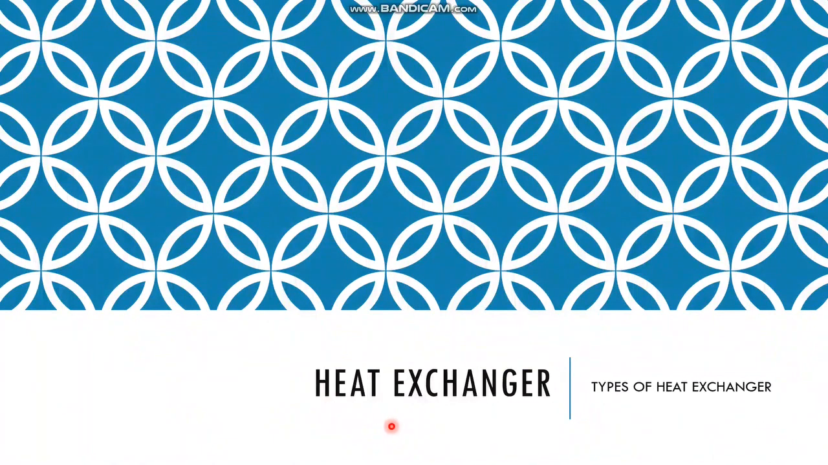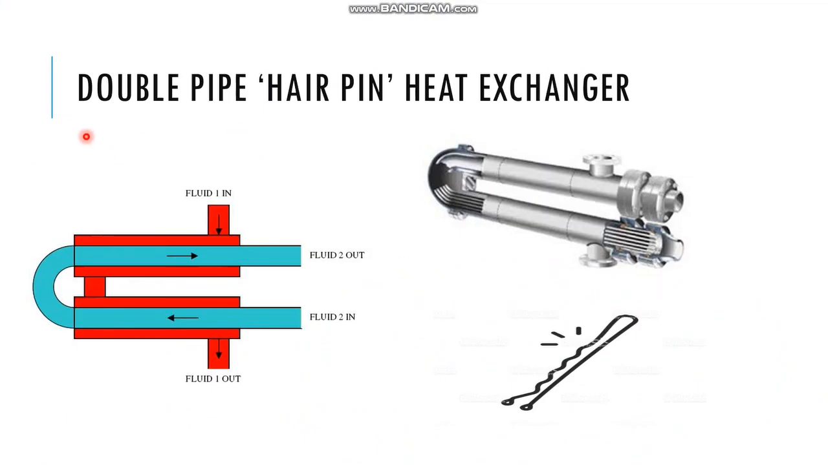I will be talking about three types of heat exchanger. The first type is the double pipe hairpin heat exchanger. The first fluid to be cooled flows in from here and exits here, while the second cooling fluid flows in from here and exits here in a countercurrent manner.